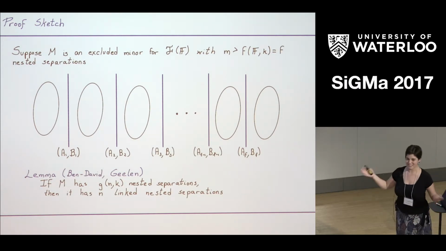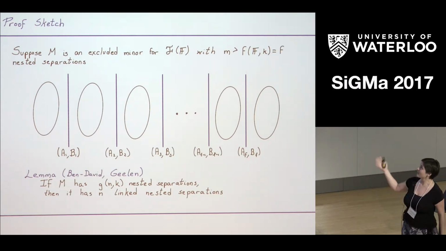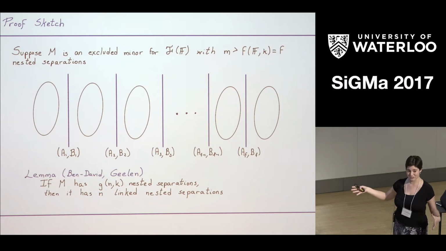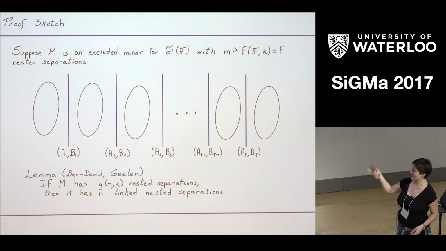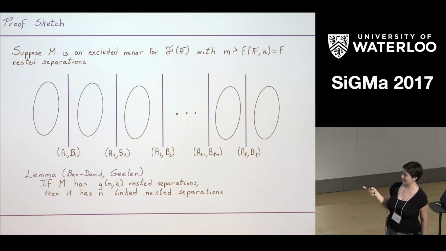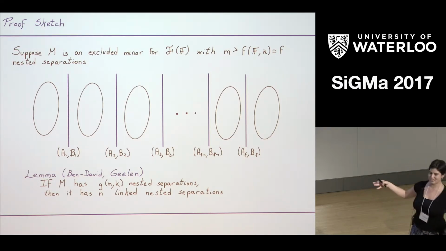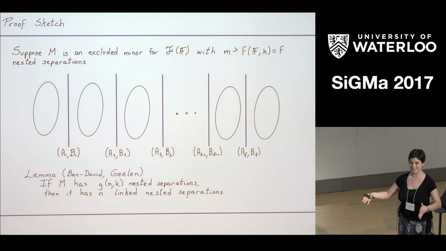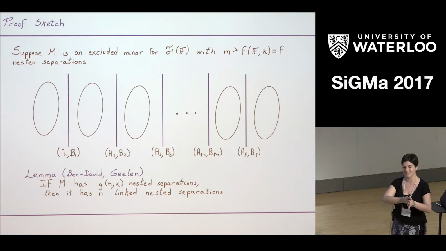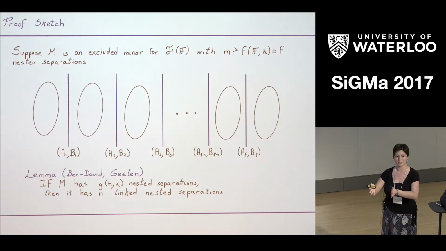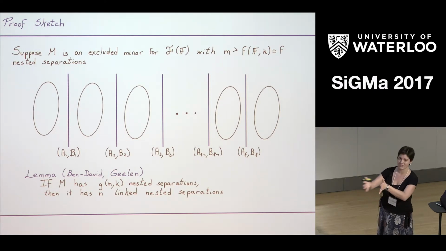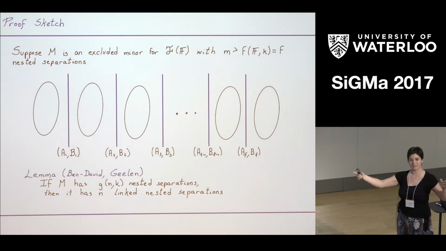So here's a proof sketch. I start with an excluded minor with a lot of nested separations. And I know from this lemma by Ben David and Jim Geelen that if I have a lot of nested separations, then I have a lot of linked nested separations. So I can find a long sequence of separations that have this nice connectivity property throughout. What this gives me is the possibility of contracting out one of these separations by using Tutte's linking theorem and preserve the connectivity in the sequence.